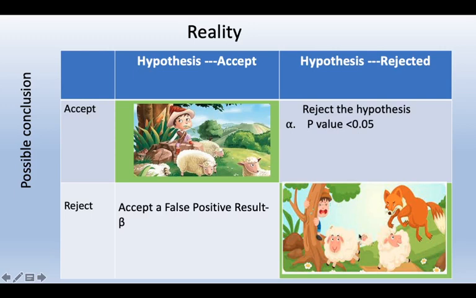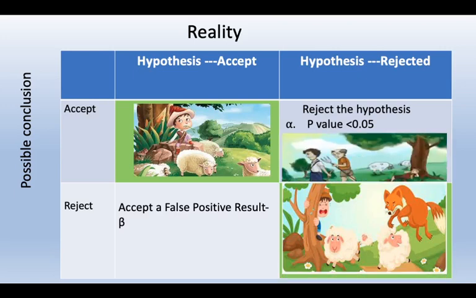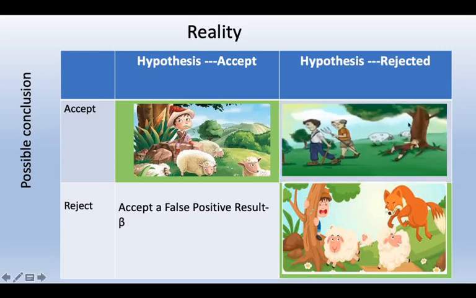Now for the type 1 error, it says the false alarm called by the shepherd that there is a wolf coming, so the villagers are arriving. So this means the probability of concluding a false positive result, while in reality that is not the case. And what about the type 2 error?